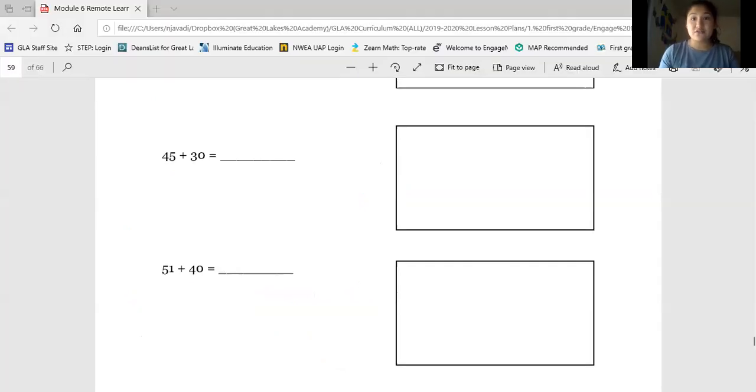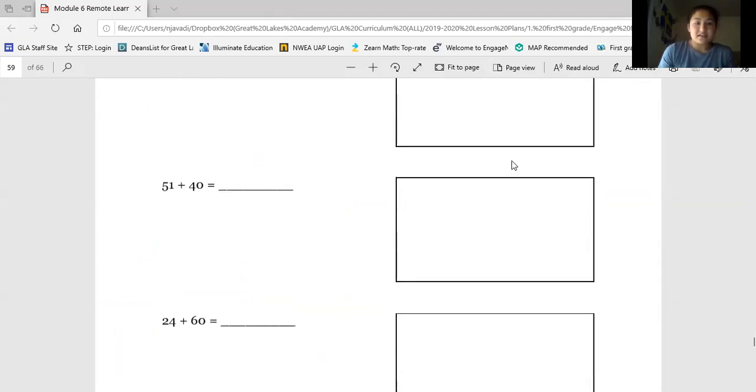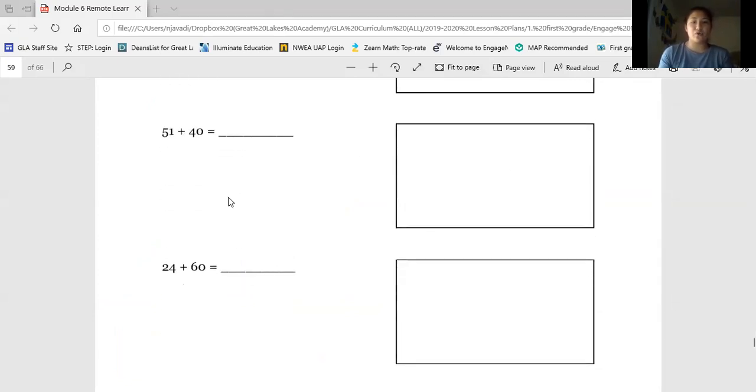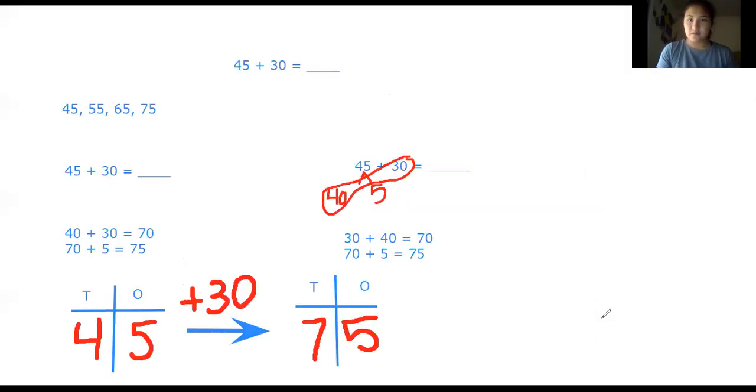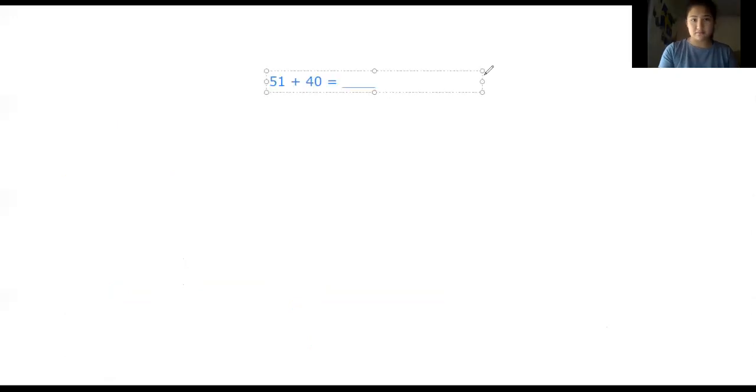So on your packet, you should have 45 plus 30 equals 75. And you can choose in this box if you'd like to use a drawing, add the tens and the ones, use the arrow way, your choice. Let's look at the next couple of problems together. So the next one says 51 plus 40. Just like before, I'm going to share my whiteboard screen instead. So the next one, let me set it up real quick.